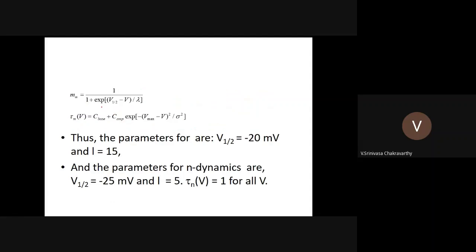Therefore, you got rid of the m dynamics by assuming that m infinity is always equal to this function of the voltage. And tau is also, like I said, expressed as a Gaussian. And these are V half, which is the transition voltage for m infinity, and so on and so forth.